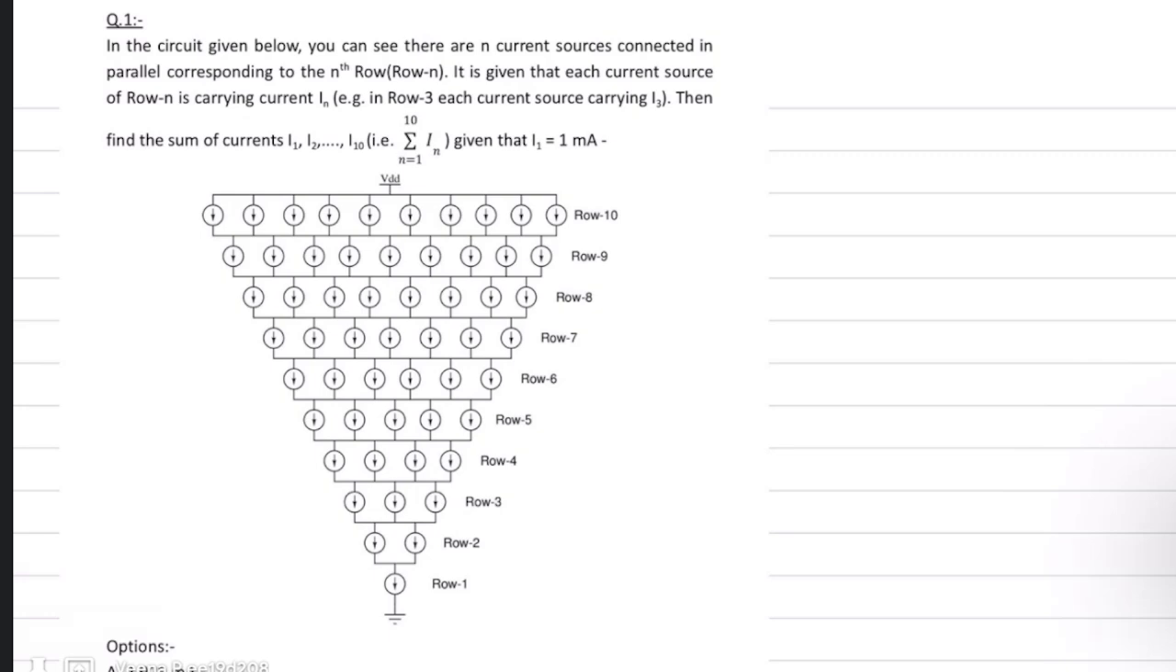So I hope everyone has gone through the question. So let us solve this. In the circuit given below, you can see there are n current sources connected in parallel corresponding to the nth row. It is given that each current source of row n is carrying current IN. Example, in row 3, each current source carrying I3. Then find the sum of currents I1, I2, so on up to I10. That is, sigma n varies from 1 to 10 IN. Given that I1 is equal to 1 milliampere.